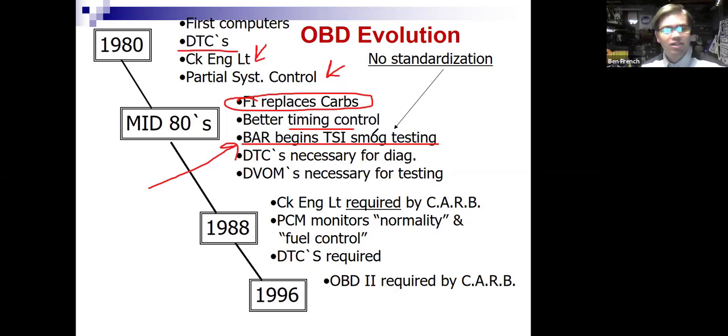Now, this thing's actually evolved to the point where on our new cars, on cars 2000 and newer, heck, we don't even measure the emissions. We don't even do TSI, and we totally rely on the OBD system. But anyways, we started two-speed idle smog testing in the 1980s.